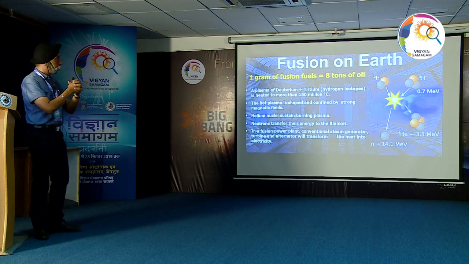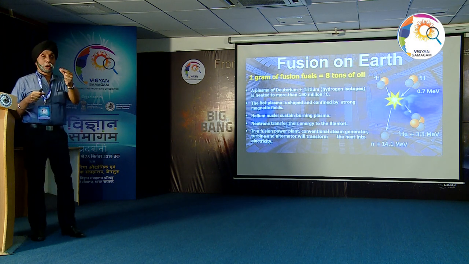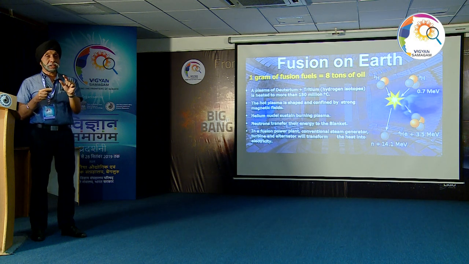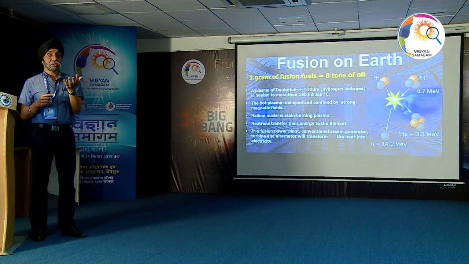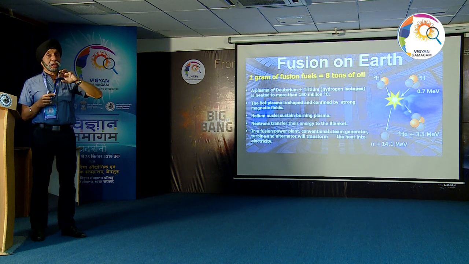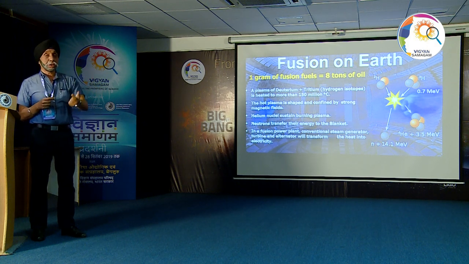Now when you fuse, the new product that is formed has a different mass. And because of this mass difference, there comes the famous Einstein equation, which is delta E equal to delta m c squared. Delta m is basically the difference in mass between the reactants and the products. So this difference in mass is getting converted into energy. And that is the energy we talk about.